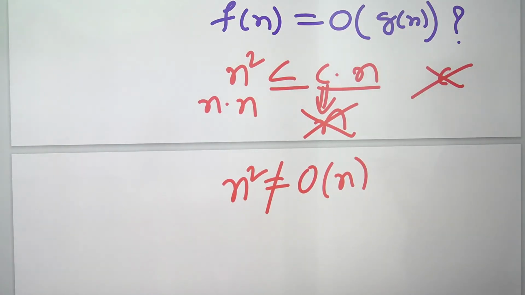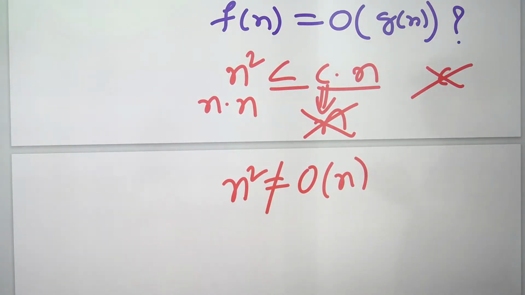If I don't give this example, you feel that big O is possible everywhere. No. Everywhere big O is not possible. Be careful. See, in this problem, big O is not possible.